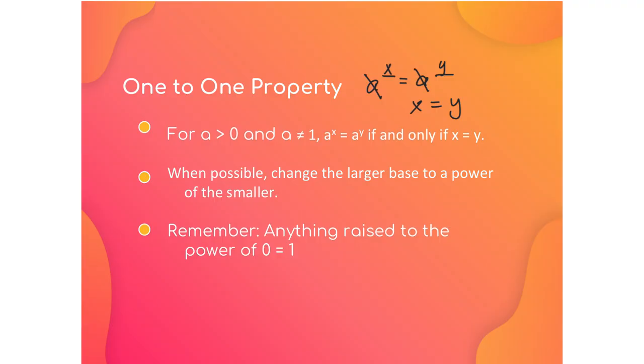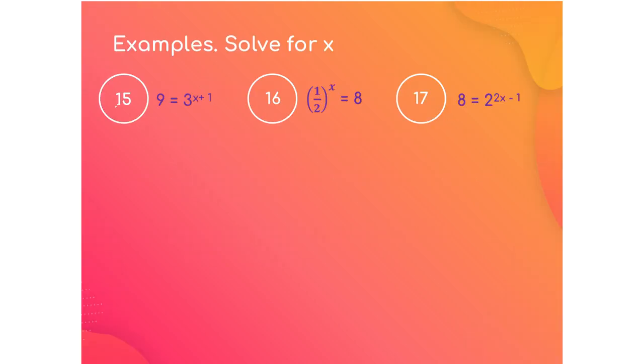So when possible, change the larger base to a power of the smaller number. Okay, and it'll make more sense in the examples so you can see when you're solving. Anything raised to the power of 0 equals 1, please do not forget that. All right, let's go ahead and solve some of these examples. So remember, we're trying to get the same base.